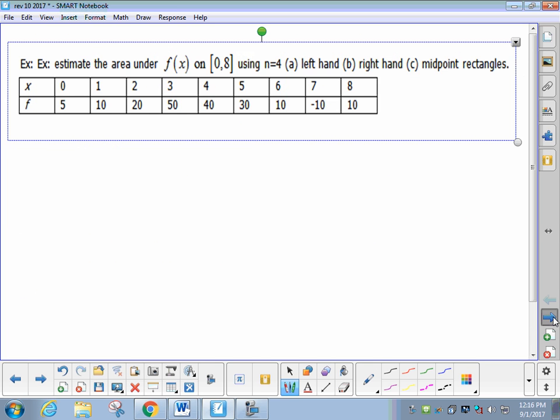Now let's move on to a table kind of problem. This is a double example. Example. Estimate the area under the curve 0 to 8 using left, right, and midpoint rectangles. Are these equal subdivisions? Yeah.